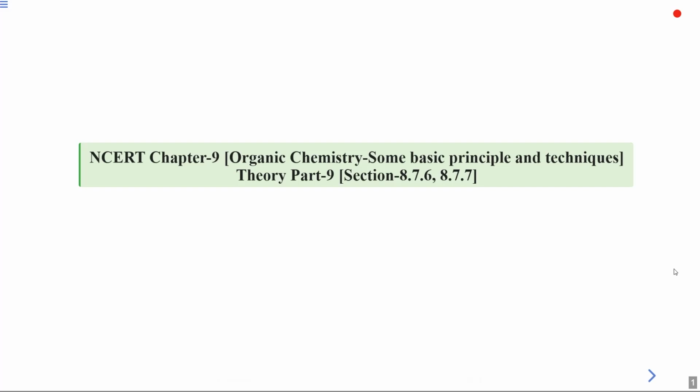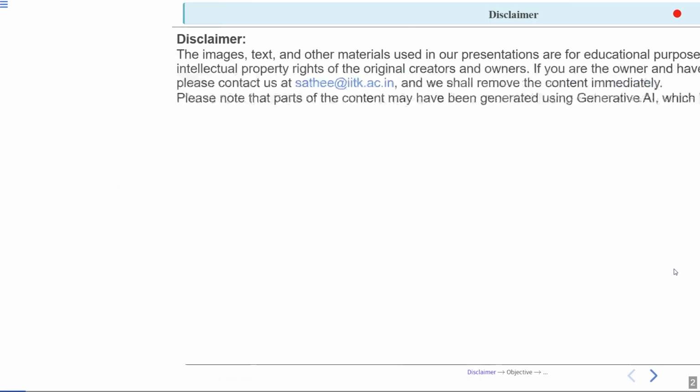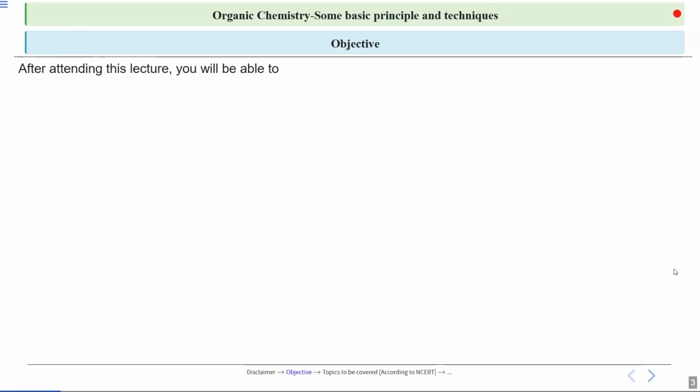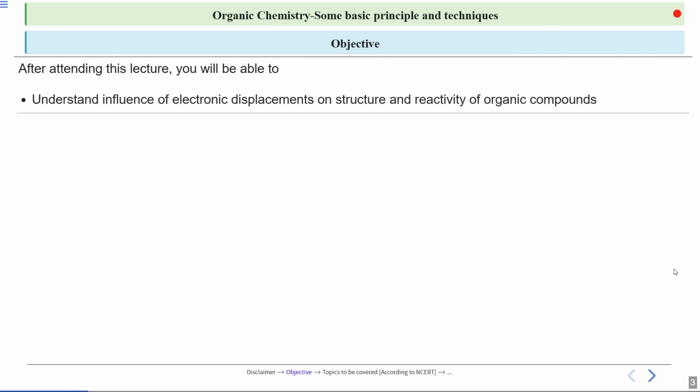So in this lecture, we will focus on section 8.7.6 to 8.7.7 of NCERT chapter 8, Organic Chemistry, some basic principles and techniques. This is disclaimer. Now in this class, you will be able to understand the influence of electronic displacement on structure and reactivity of organic compounds. In this objective, we have already covered one of the electronic displacements, which is inductive effect.